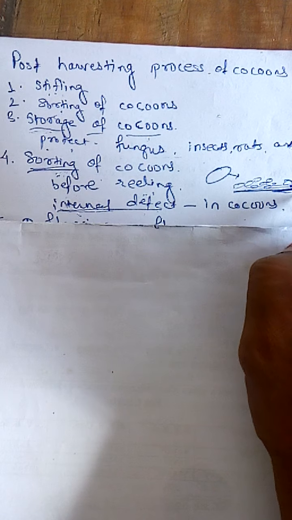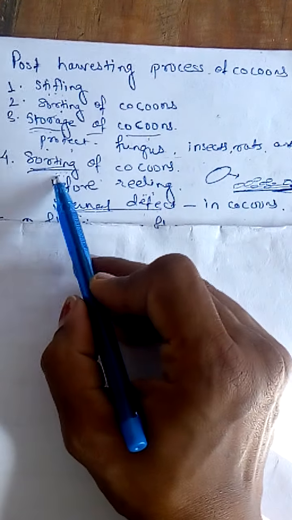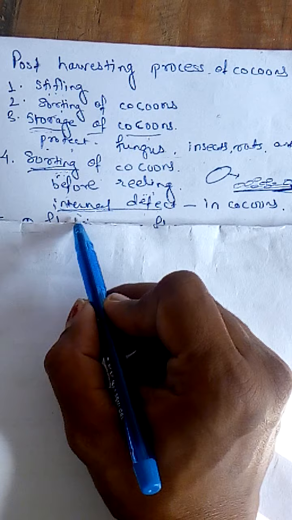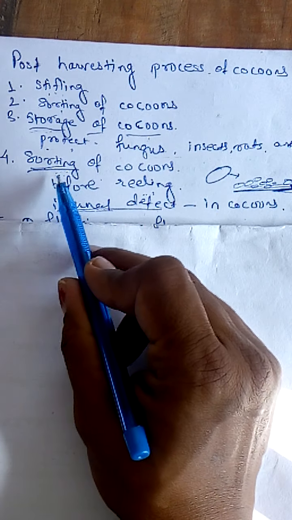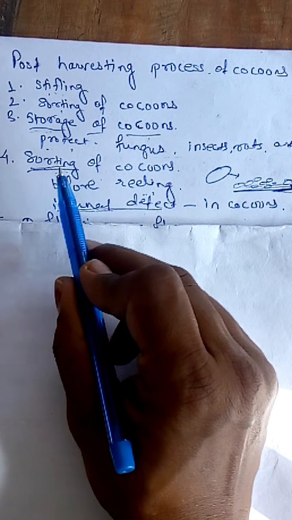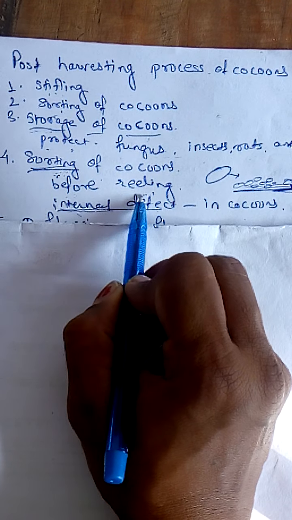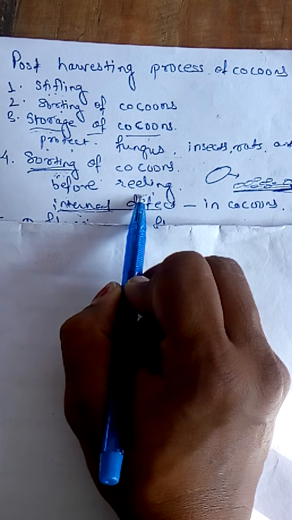So here, in this way, in case of sorting of the cocoons, not only the cocoons with external defect but the cocoons which are with internal defect, we are going to sort them here in this sorting of cocoons, which is done before the reeling. Okay, so this is about the sorting.